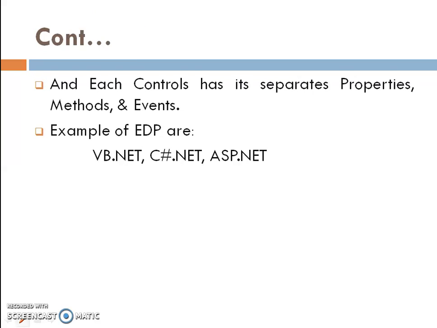Now, what is different type of control? Like we use button, label, text box. This is the different type of controller in EDP programming language. The example of EDP programming language are VB.NET, C#.NET, ASP.NET, etc.